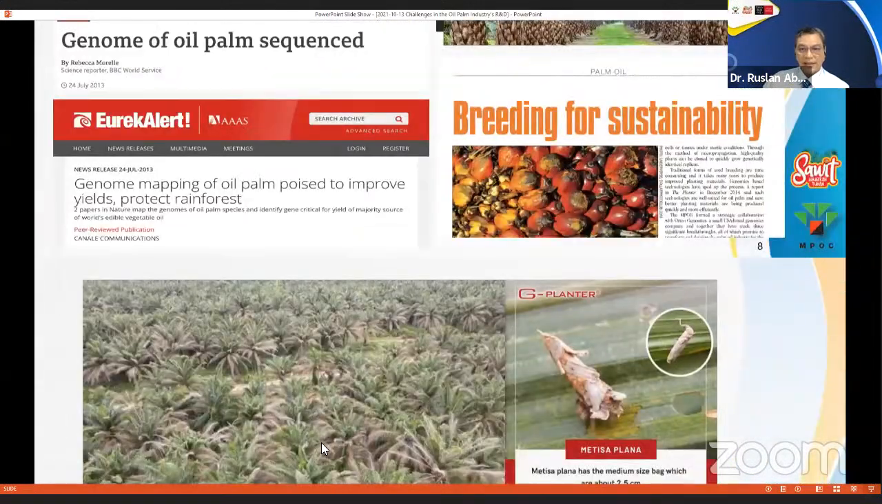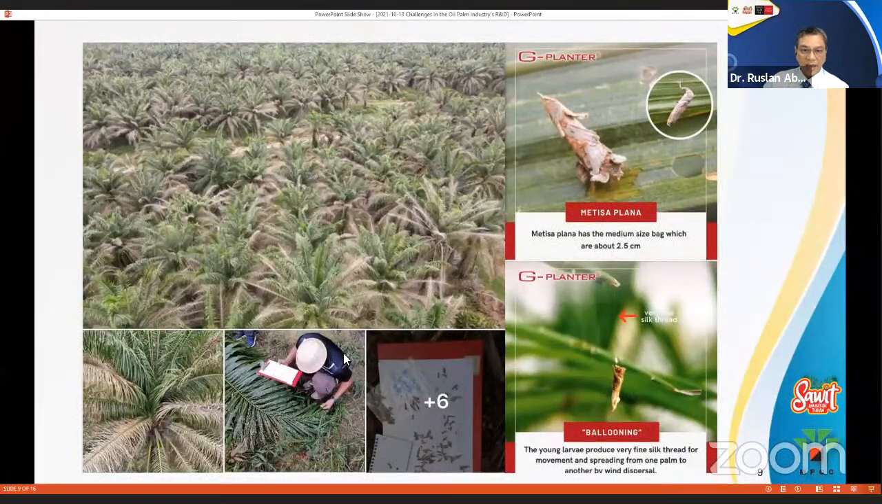And this particular slide shows the impact of the bagworm. This is the bagworm, which feeds on the frond and causes the frond to die. Because the frond is dead, there is no photosynthesis, and it will require about 2 years for the palm to recover back to normal. So if they are not treated correctly, you will not be able to harvest any yield.